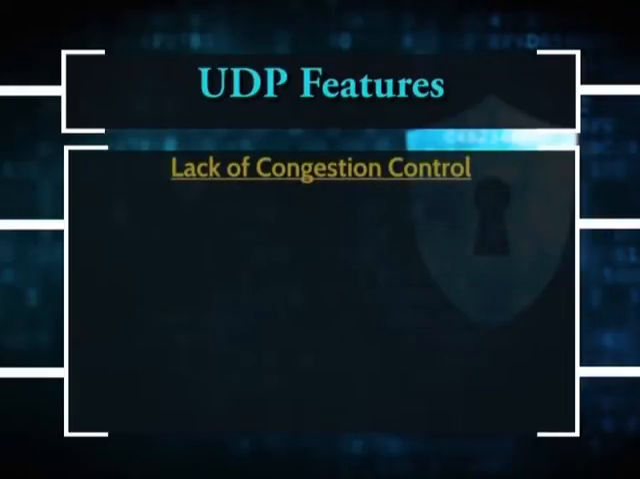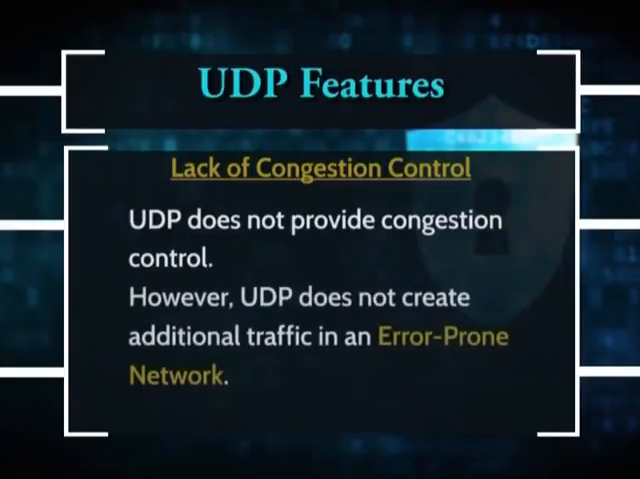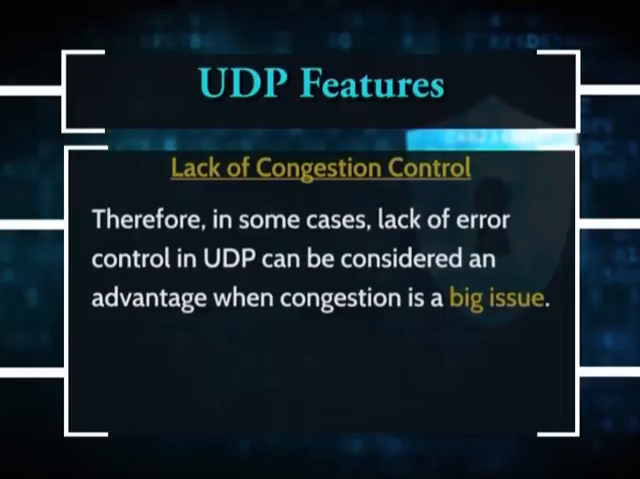Next, lack of congestion control. UDP does not provide congestion control. However, UDP does not create additional traffic in an error-prone network. TCP may resend a packet several times and thus contribute to the creation of congestion. Therefore, in some cases, lack of error control in UDP can be considered an advantage when congestion is a big issue.